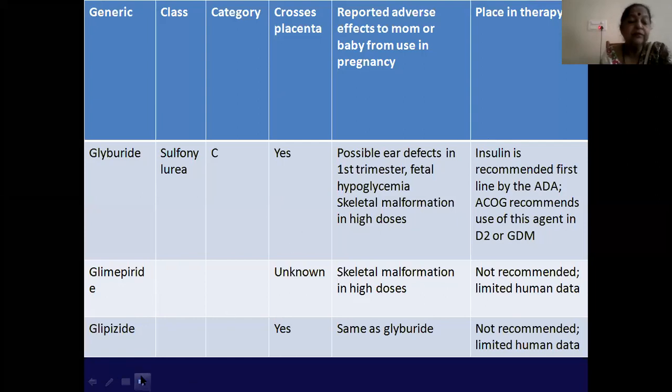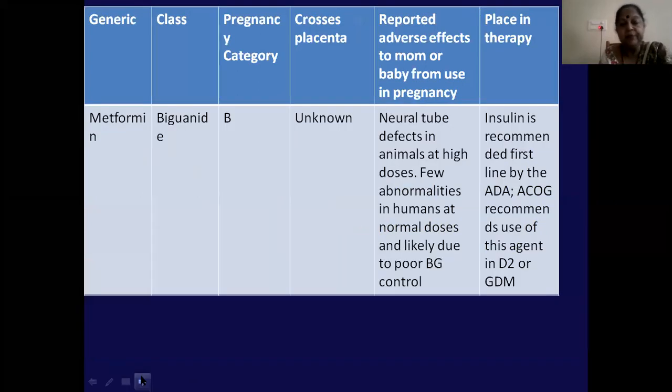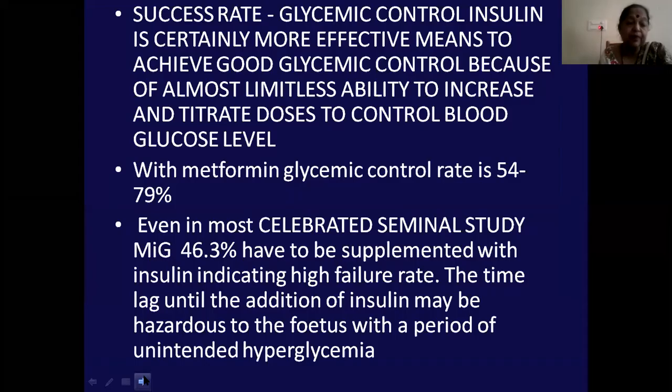But for oral hypoglycemic agents, glyburide, and the second one is metformin. These are the two drugs which are extensively studied, and we know about the MiG trial also. About the success rate and glycemic control, insulin is certainly a more effective means to achieve good glycemic control because of the almost limitless ability to increase and titrate the dose to control the blood glucose level. With metformin, the glycemic control rate is only 54 to 79%.